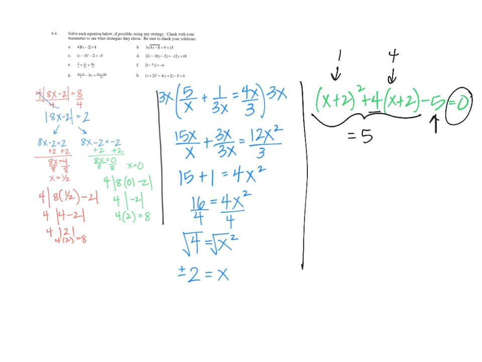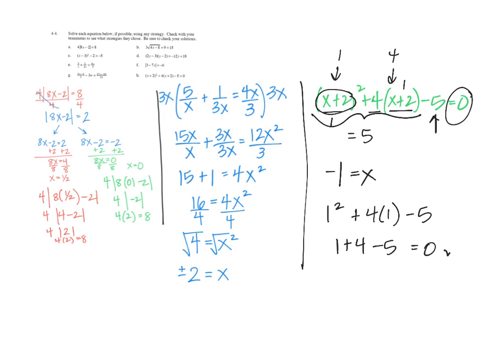Now I'm thinking, is there a way that I can do this so I can put the same number in for x and get 4 and 1? And noticing since they're both x plus 2, if I were to put negative 1 in for x, then this would be equal to 1, and this would be equal to 1. 1 squared is 1. 4 times 1 is 4. And so I'd have 1 plus 4, which is 5 minus 5, equals 0.